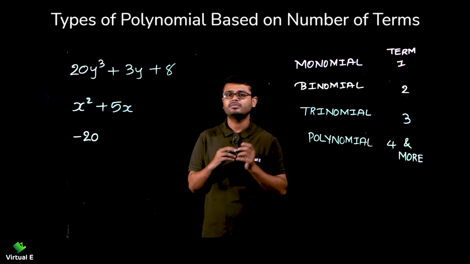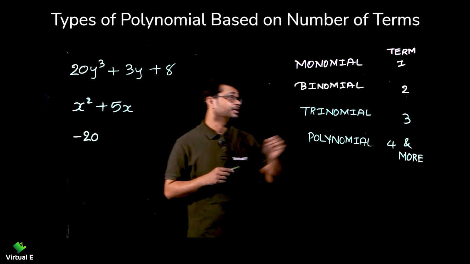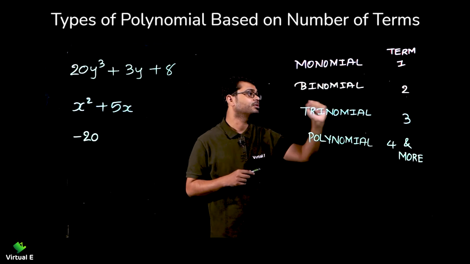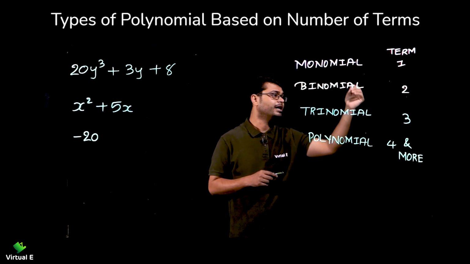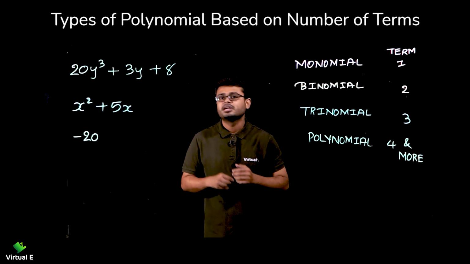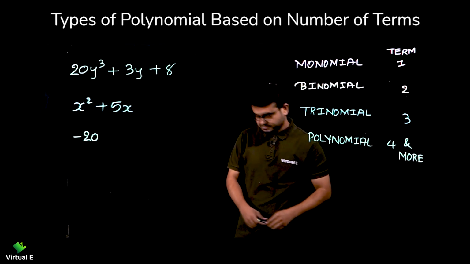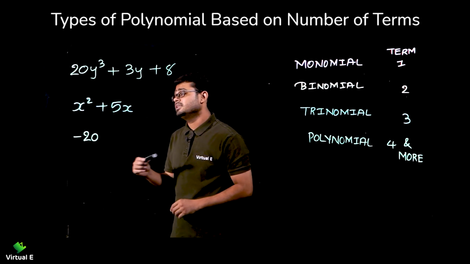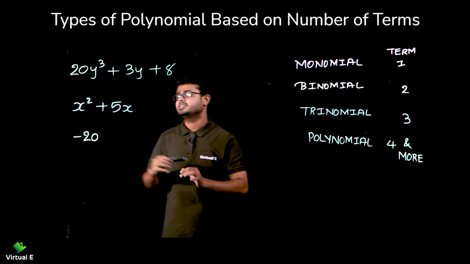This is a very basic idea. You already have it, though we need to revise it: if it has only one term, then monomial, 2 terms, then binomial, 3 terms, then trinomial, 4 and more, it is polynomial. So let's discuss a few examples. These are the 3 examples. That's it, very basic idea.